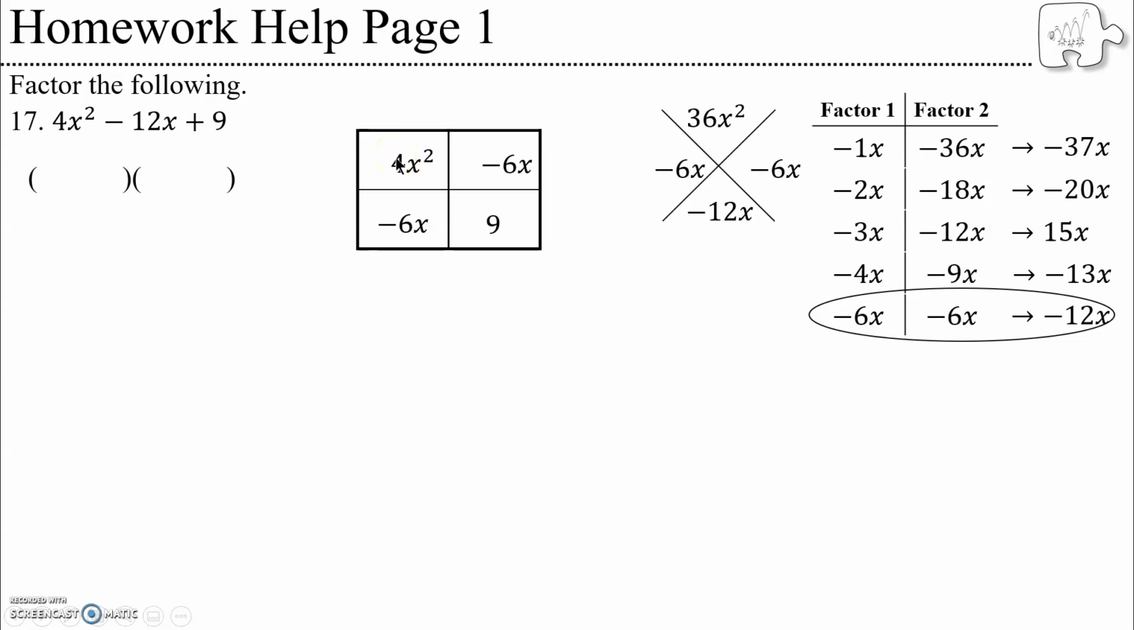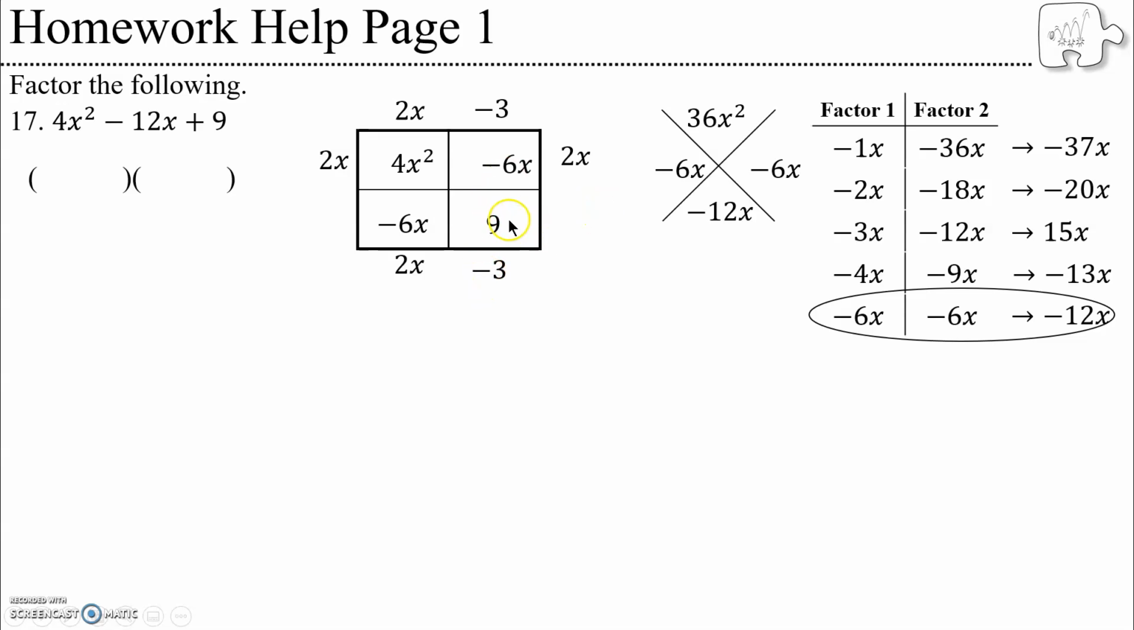2 goes into 4, and 2 goes into 6. Same in here. 2 goes into 4, and 2 goes into 6. So on both sides, we're going to have 2x, which makes sense because 2x times 2x is 4x squared. Now we drop the 2x's down and across. We think, 2x times what is negative 6x? 2x times negative 3. So there's a negative 3 here.